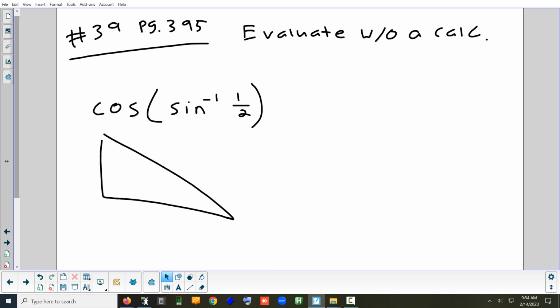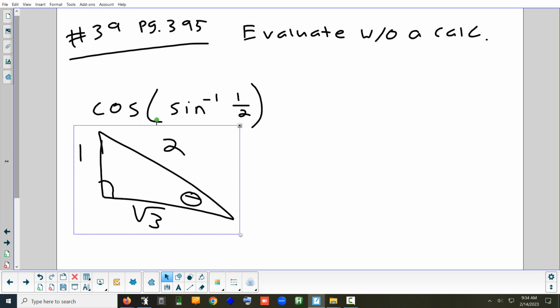I mean, the fast way is when you draw your triangle, you're going to have theta. The opposite is 1. The hypotenuse is 2. And there's what you were just talking about, square root of 3. And then take the cosine, adjacent over hypotenuse. The answer is root 3 over 2. So it's really the same as the last one.